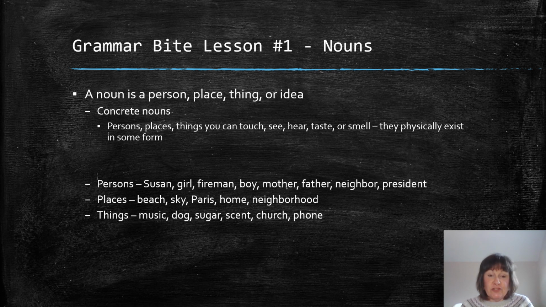A church is a building, a thing that we can see. We might also say go to church, so that might be a place, but that is a concrete noun. And the same thing with a phone. We can hold it in our hand and we know that it physically exists as a phone. So those are all examples of concrete nouns.